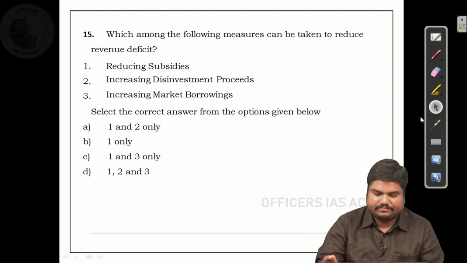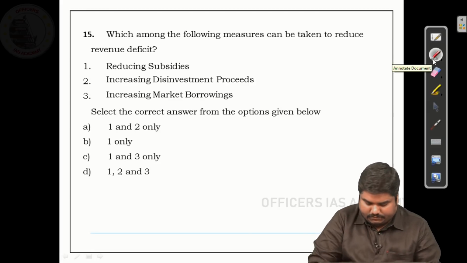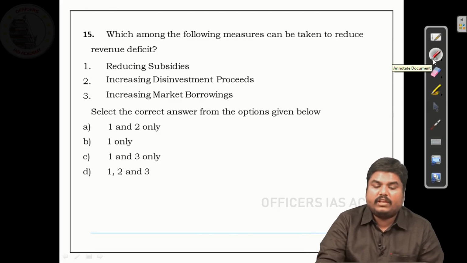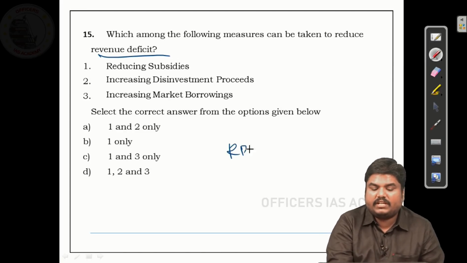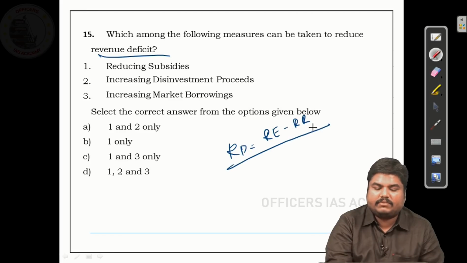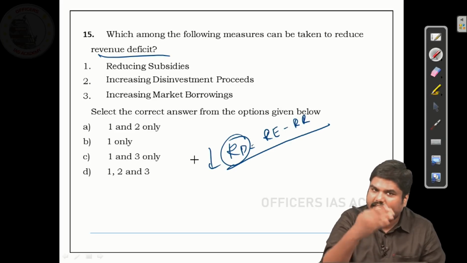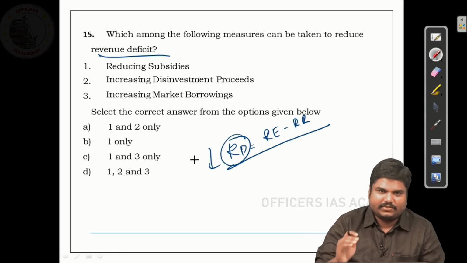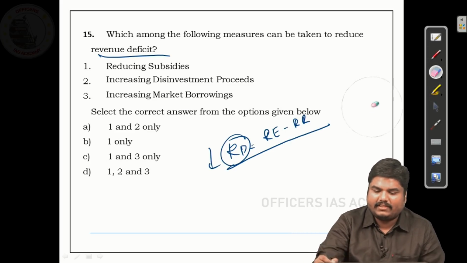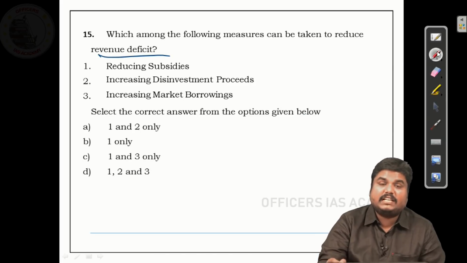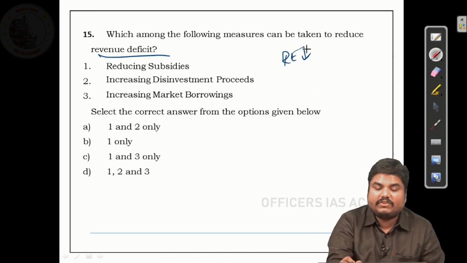So, question number 15. Which among the following measures can be taken to reduce the revenue deficit? So, what is revenue deficit? RD is equal to revenue expenditure minus revenue receipt. So, how to reduce the revenue deficit? Either you decrease your expenditure or you increase your revenue, right. Either reduce your revenue expenditure or increase your revenue receipt to reduce the revenue deficit.